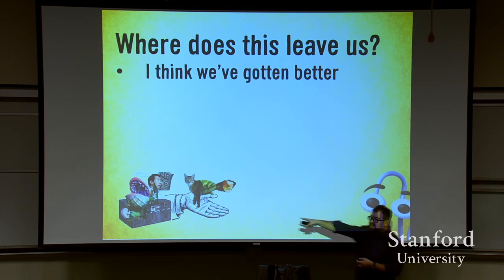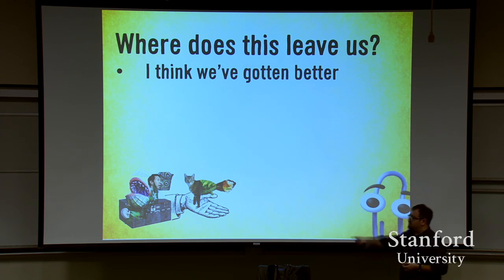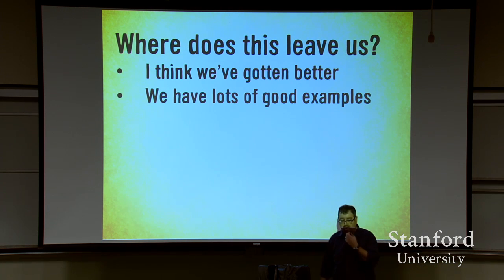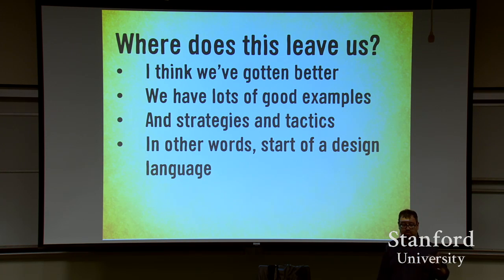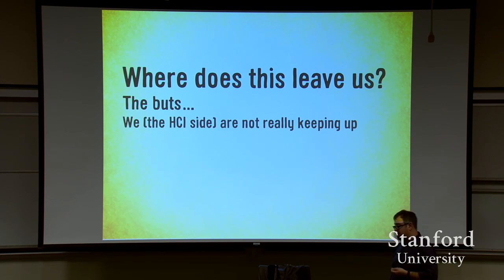So where does this leave us? I think we've gotten better. I think we realize that AI subsystems look more like this and are not as friendly. And we're not building these anymore, which is also good. I think we've come up with good tricks. We have lots of great examples and strategies and tactics. In other words, I think we have the start of what I would call a design language in this space. And here are the buts.